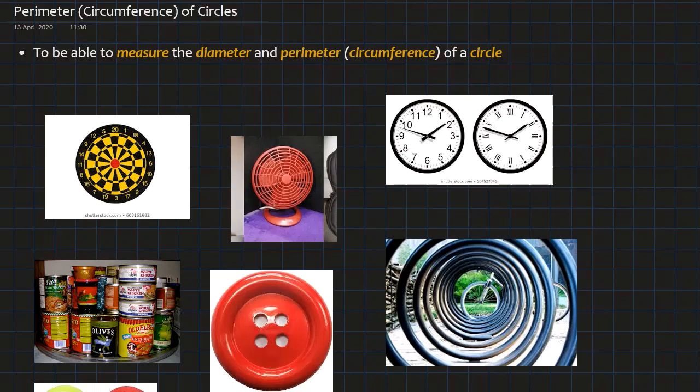Moving on to a new topic area, we're moving into the shape modules, and this week we're going to be looking at circles. Circles are all around us, and I'd like you to go and get some examples, and we're actually going to do an investigation.